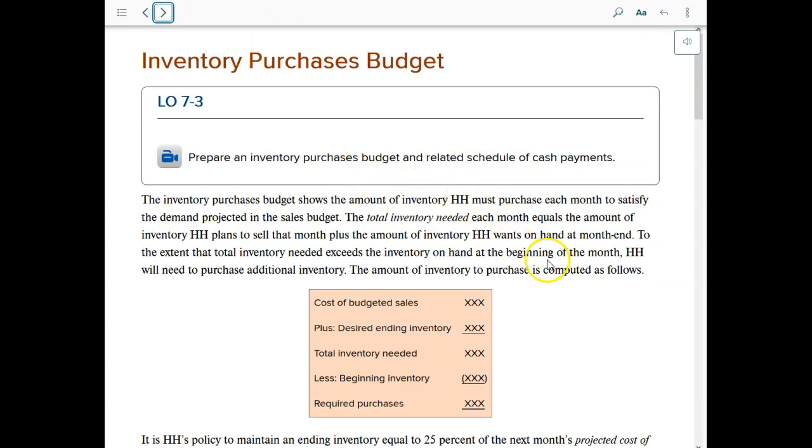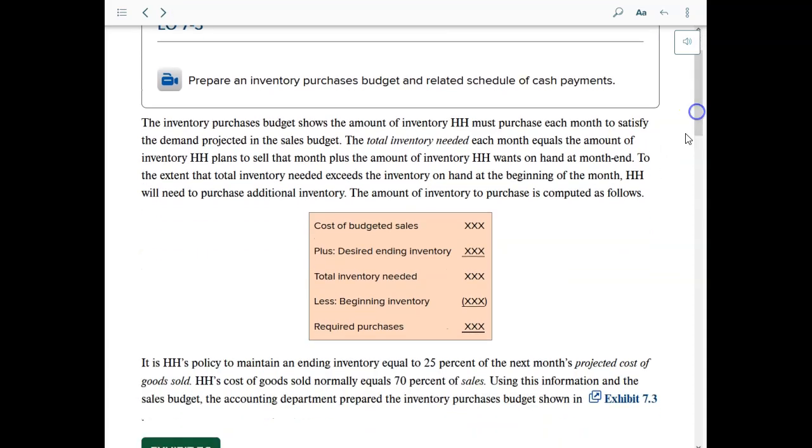Inventory purchases budget. How much inventory do you need to purchase every month to cover the sales you expect to make that month? And add to that, what kind of inventory balance do you want to have at the end of each month? So let me bring this down a little bit. They say it's the company's policy to maintain an ending inventory equal to 25% of the next month's projected cost of goods sold.